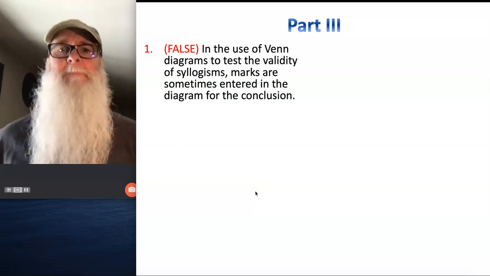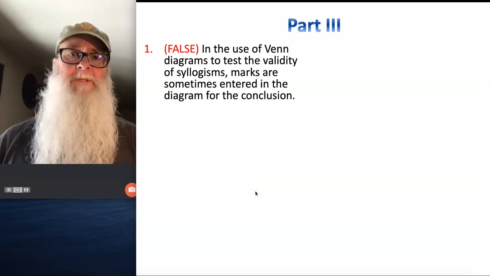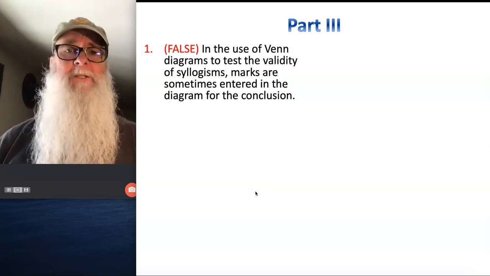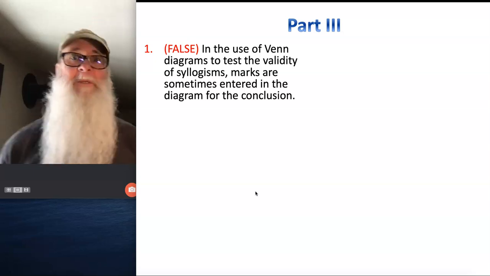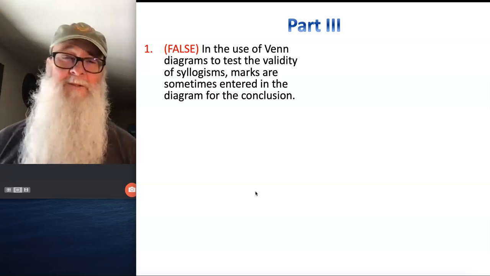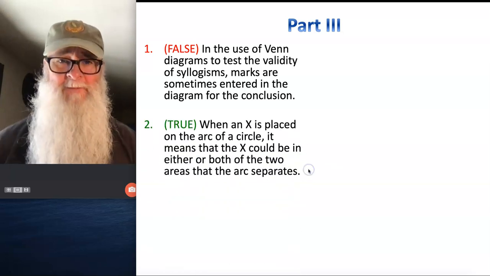All right, number 1. In the use of Venn diagrams to test the validity of syllogisms, marks are sometimes entered in the diagram for the conclusion. False. We never, ever, ever mark that conclusion. We only mark premises. Number 1 is false.